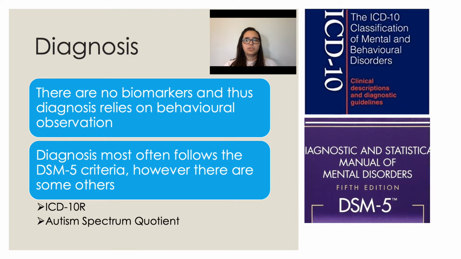They must also show 2 of the 4 symptoms in the restrictive and repetitive behavior domain, which includes stereotyped and repetitive speech, excessive adherence to routines, hypo or hyperreactivity to sensory input, and highly restricted interests. The International Classification of Diseases, 10th edition, or the ICD-10-R, and the Autism Spectrum Quotient are very similar diagnostic tools to DSM-5.